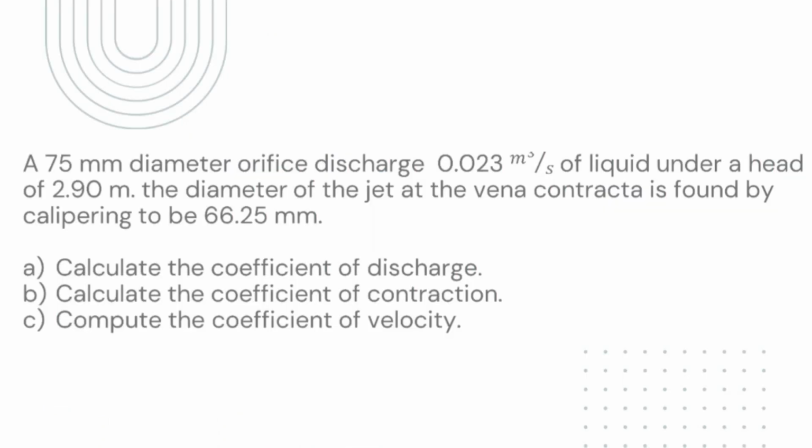So in this video, we're going to solve one sample problem of fluid flow measurement of fluid mechanics. A 75 millimeter diameter orifice discharges 0.023 cubic meter per second of liquid under a head of 2.90 meter. The diameter of the jet at the vena contracta is found by calipering to be 66.25 millimeter.